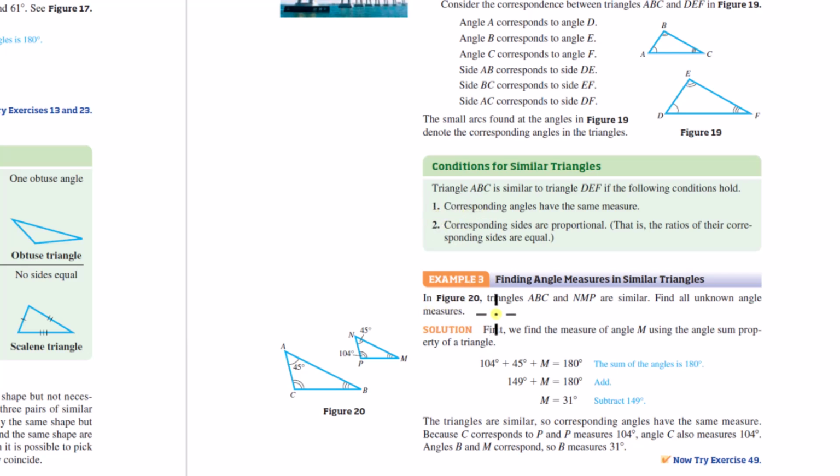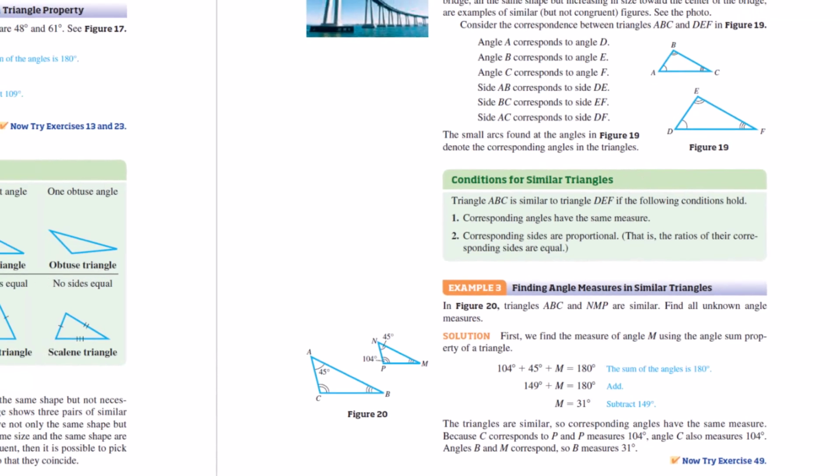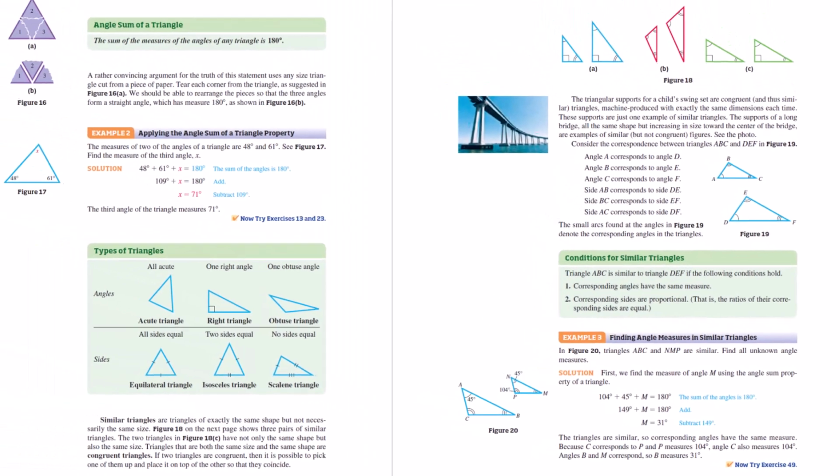All right, in Figure 20, triangles ABC and MNP are similar. Find all unknown angle measures. So, okay, you have 45 and 45. This is 104. That means angle C is going to be 104. And then you can do 180 minus 45 minus 104 to get angle B, and then B is going to be equal to M. In the next video, we'll work example problems so you can get a better feel for problems like this.